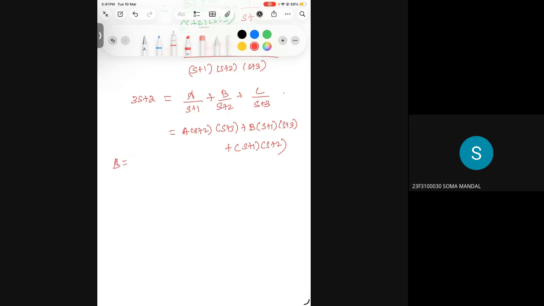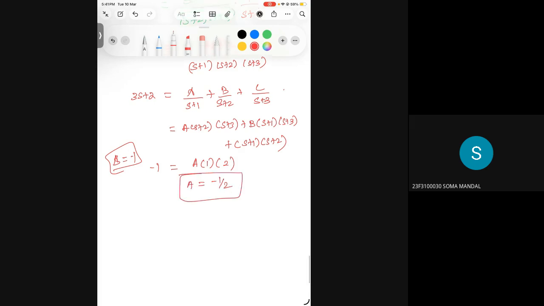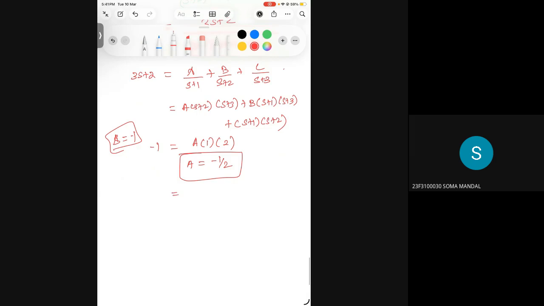Considering s is equal to minus 1 first, then it will be a into 1 into 2 equal to minus 3 plus 2, minus 1, right? So if I make any mistake, please let me know. So a equal to minus 1 by 2. If anyone needs any help in this partial fraction, that also please let me know. I will slow down.